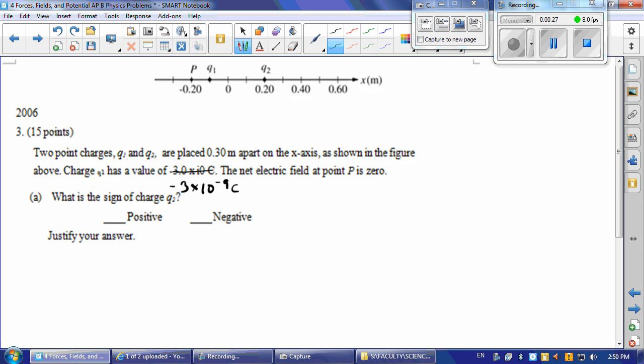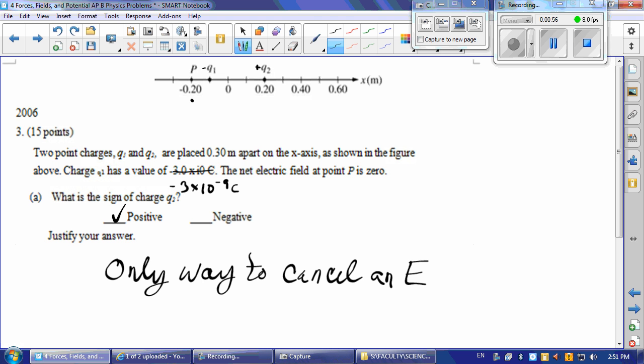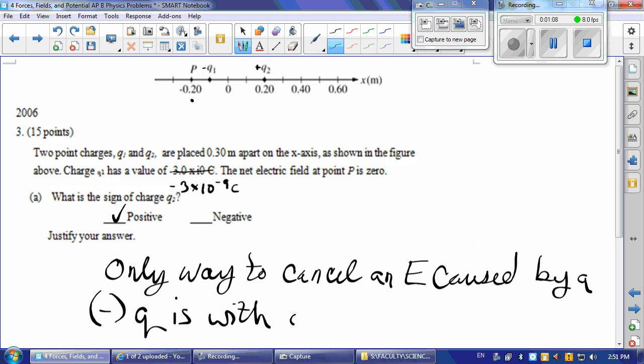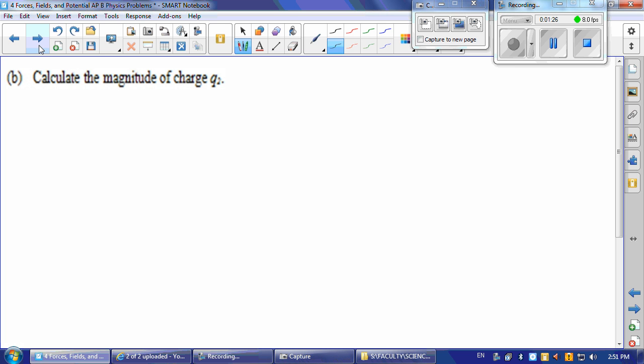And I made the change on your sheet. It tells you the net electric field at point P, which is right here, is 0. What is the sign of charge Q2? Well, if this is a negative right here, the only way to make point P 0 would be if this is positive. And that should pretty much do it for your justification. The only way to cancel an E caused by a negative Q is with a positive one. A negative electric field will only make things stronger.